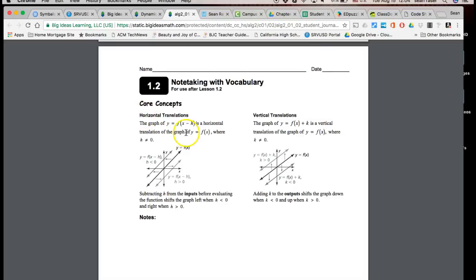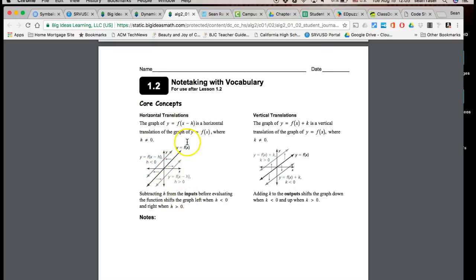Now remember, horizontal translations move the graph left and right. Vertical moves it up and down. So first, let's look at a horizontal translation. Here we've got our general graph, and what we're going to do is see how we change our function to cause a horizontal translation. Here we're told that if we turn f of x into f of x minus h, that's going to cause a horizontal translation.